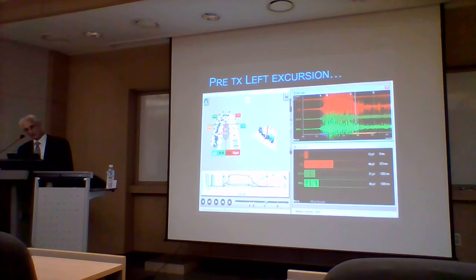You see the center of force goes backwards. Here's where she closes, and then when she moves left, this moves backwards. That's not good. That means forces go up on the posterior teeth in the excursion.